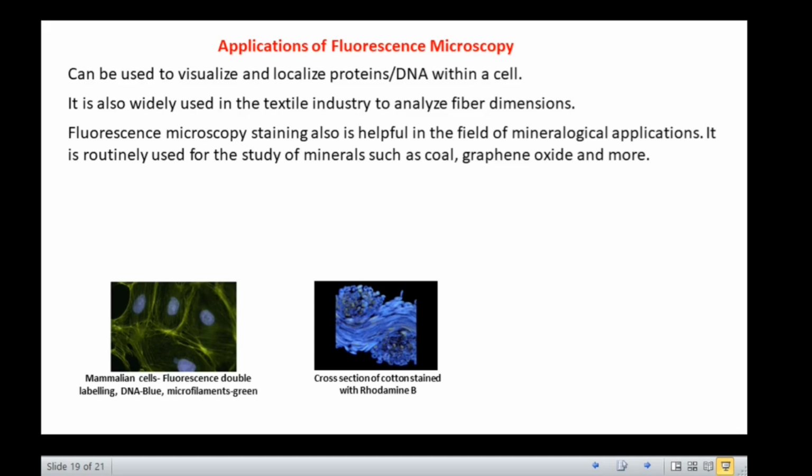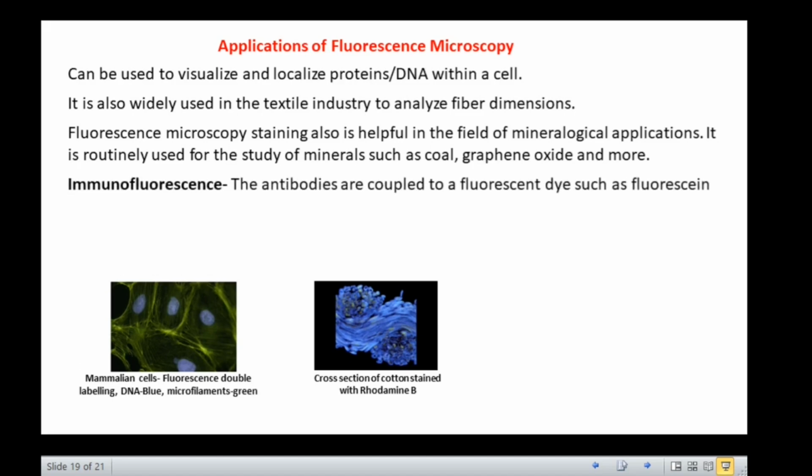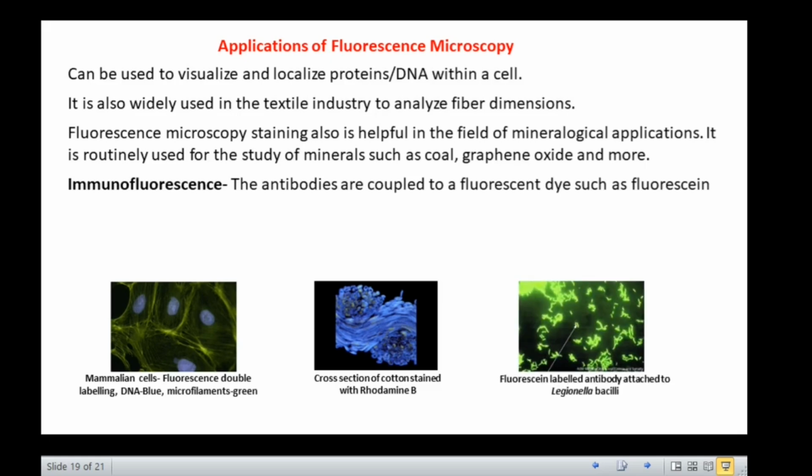Another application is in the field of serology, particularly immunofluorescence. When bacteria are injected into a host animal, the body responds by producing antibodies. The injected bacteria here act as an antigen. The antibodies are coupled to a fluorescent dye such as fluorescein. When fluorescein labeled antibodies combine with bacteria and are viewed under a fluorescence microscope, the organisms appear luminescent. This technique can be used to detect the causative organisms from the samples.